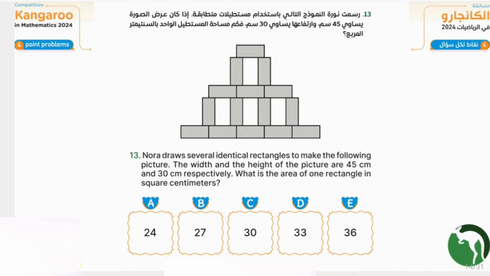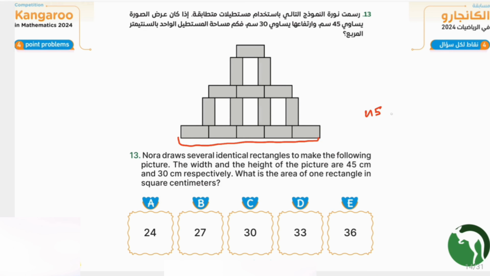Now in question number 13, Nora draws several identical rectangles to make the following picture. The width and the height of the picture are 45 and 30 centimeters respectively. What is the area of one rectangle in square centimeters? So now we have information telling us that the length of this picture is 45. If we look at this part, we have 5 rectangles.